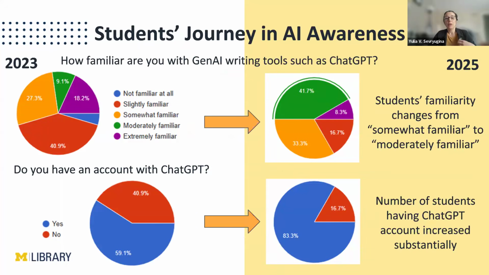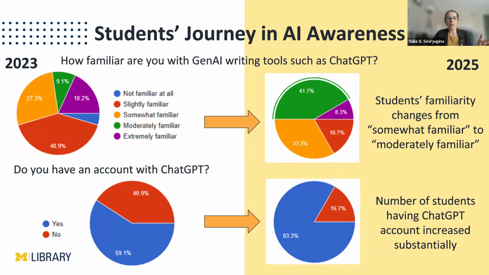encouraging. And because we are doing it every single year, it is really interesting to see how this develops over the years. So for example, in 2023, when we asked students how familiar they are with ChatGPT, about 41% were slightly familiar, and that was our majority. Now, last fall in 2025, the majority of students said they were moderately familiar or somewhat familiar. So they really already increased their level of familiarity with these tools.